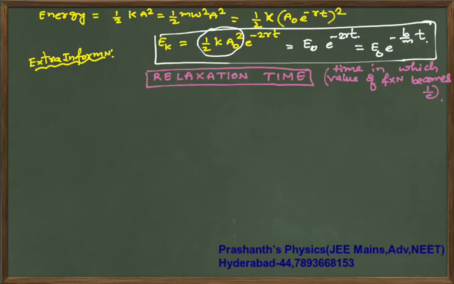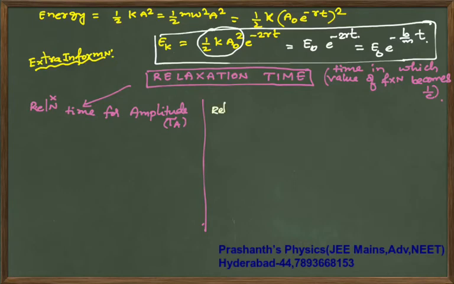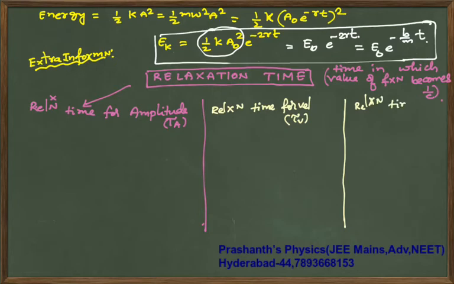So what is that, I will tell you. Your relaxation time for amplitude, you will keep it as tau a. Relaxation time for velocity represented by tau v, and relaxation time for energy represented by tau E.